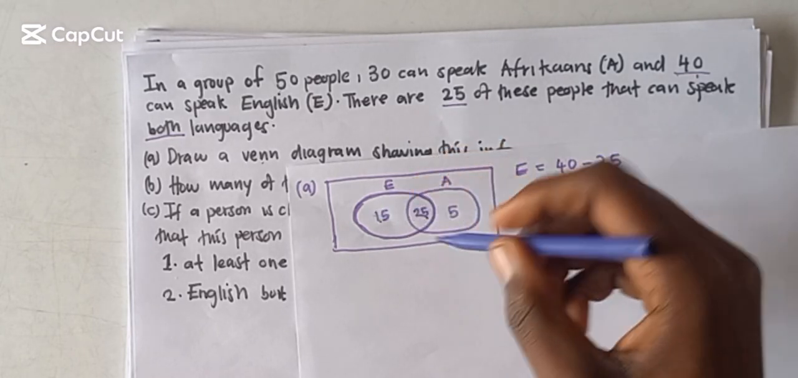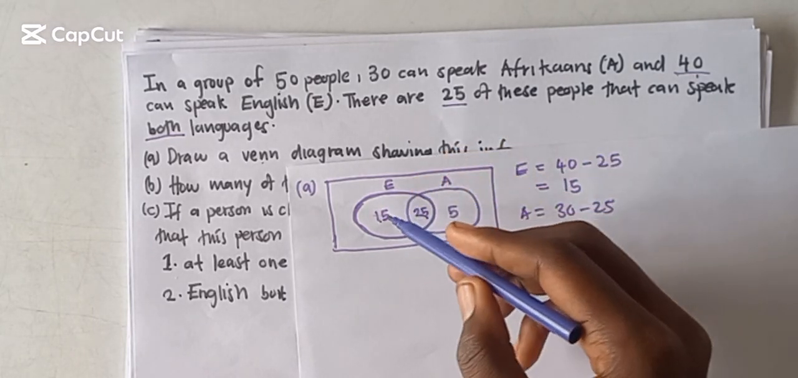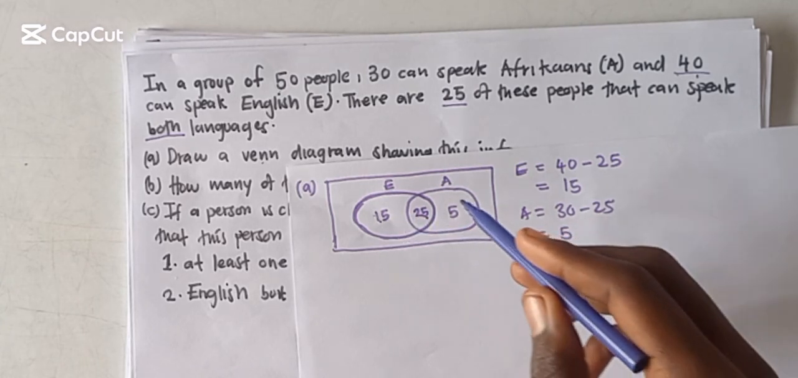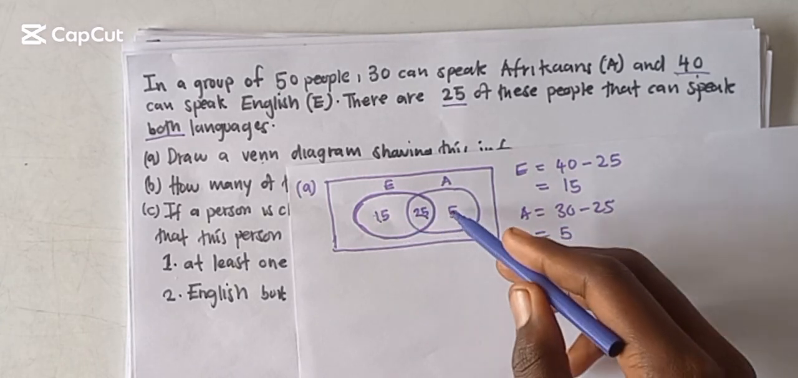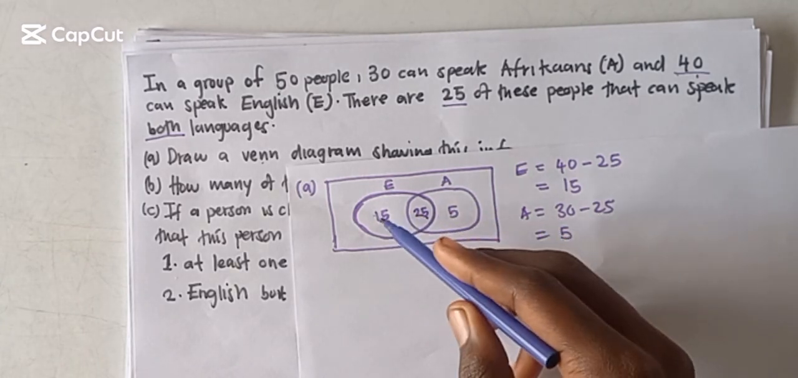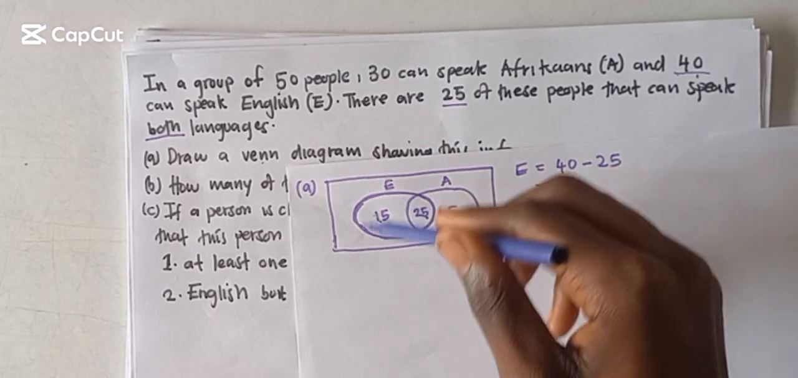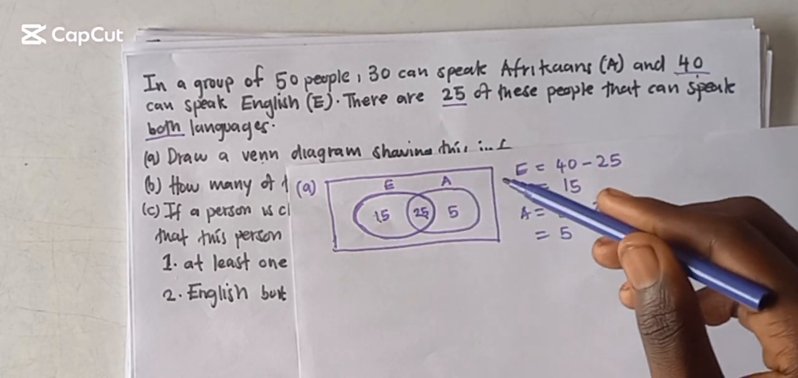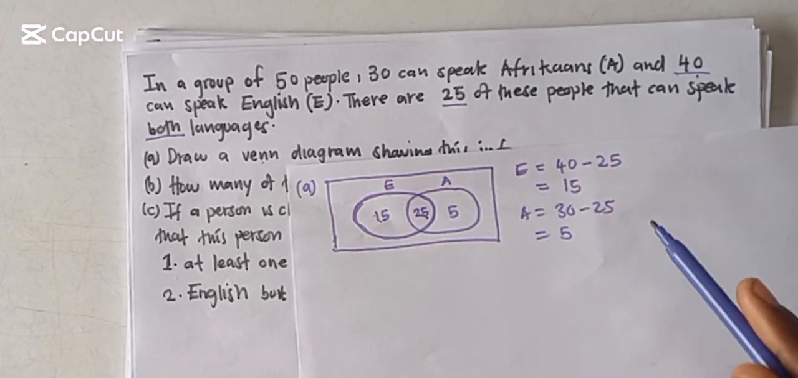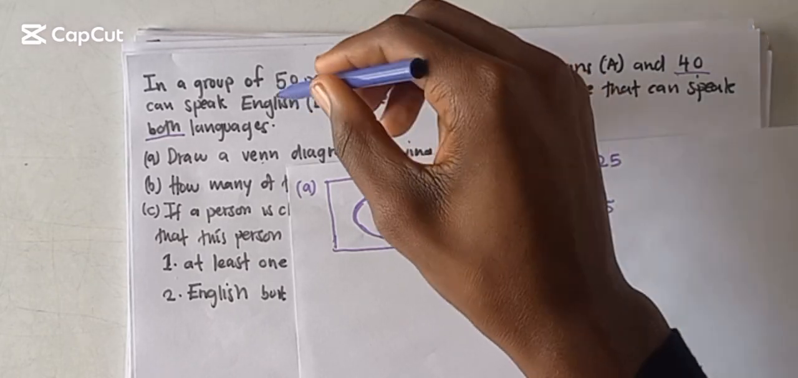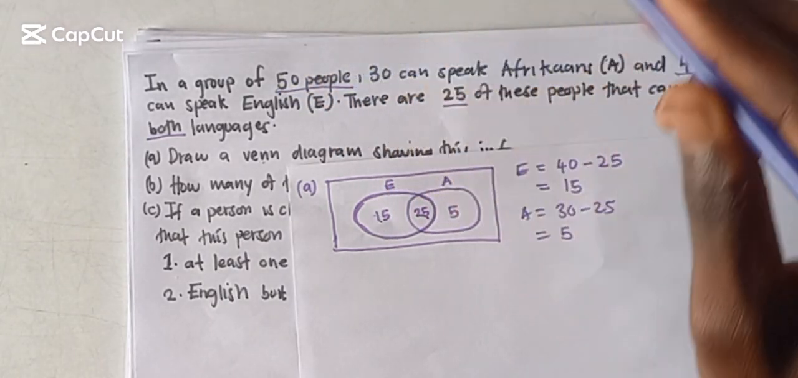So let's just count those people. How many of them? This one is 15, and this one is 25, and this one is 5. So 30, 45. So all the people that are here add up to 45. But how many people were there? There were 50 people in total in that group.